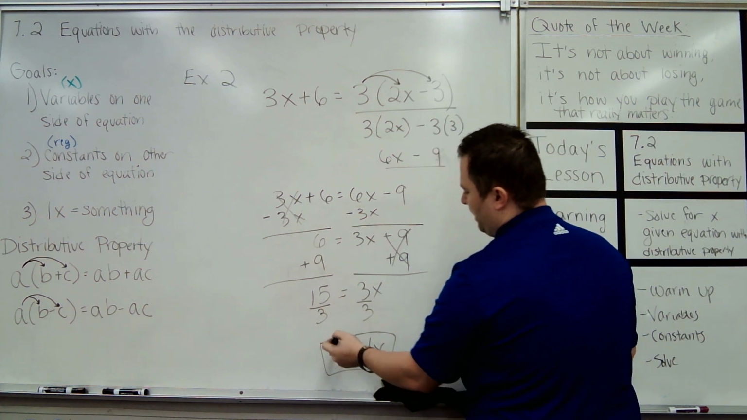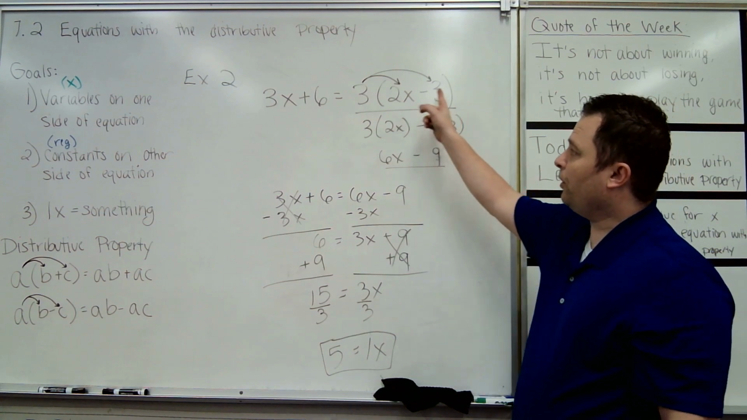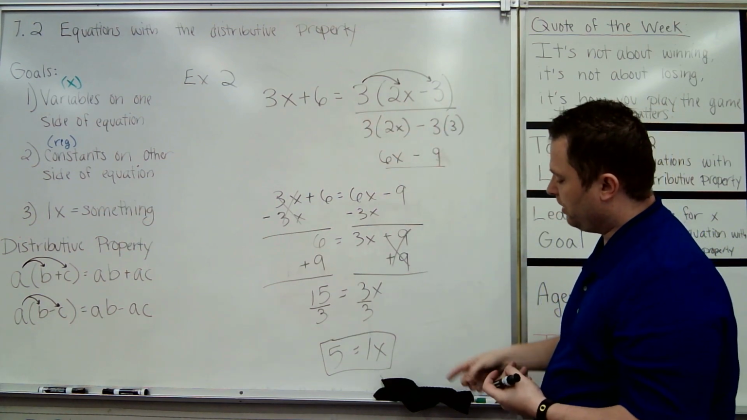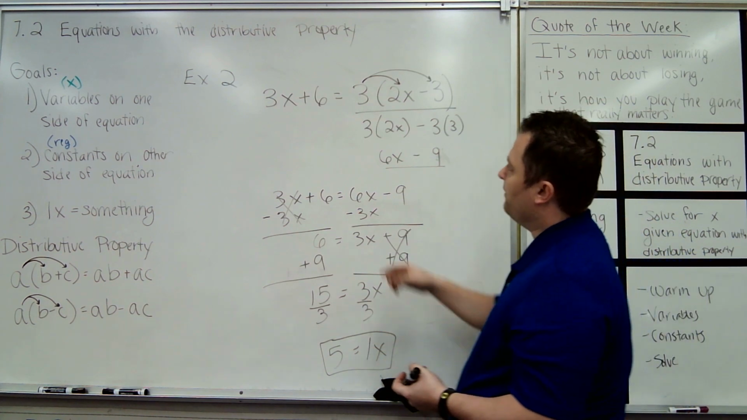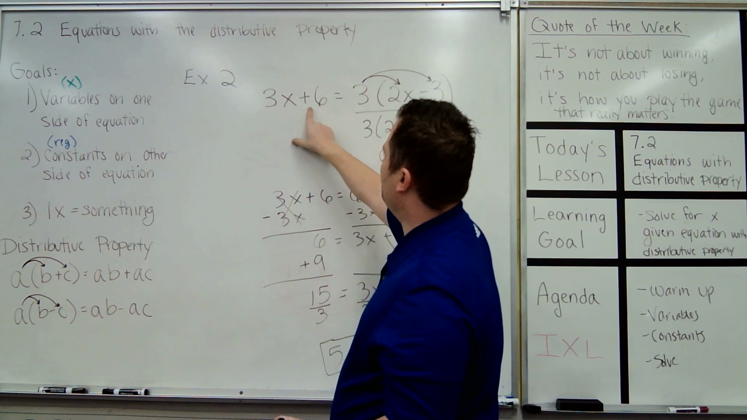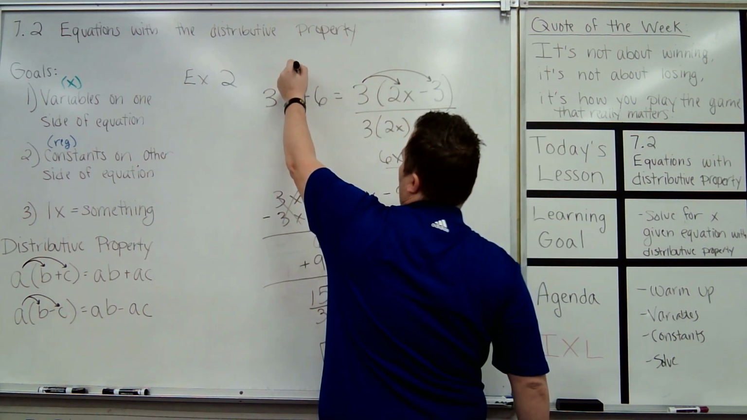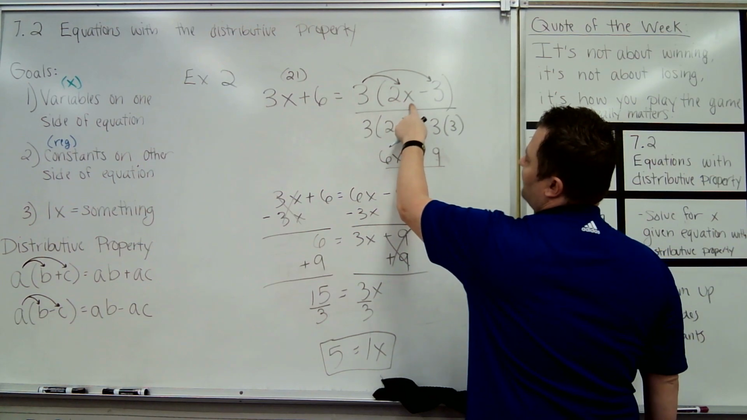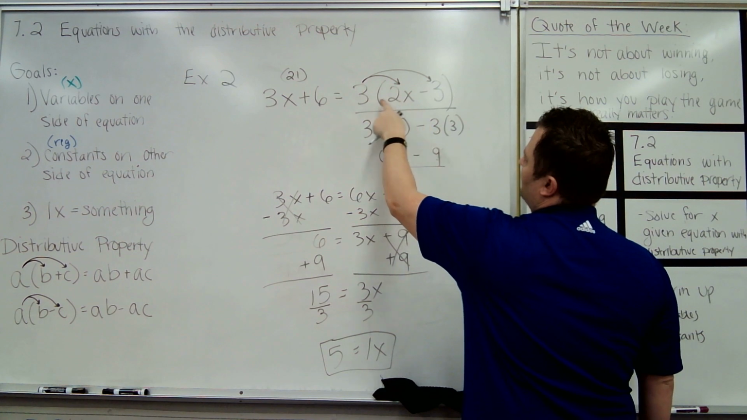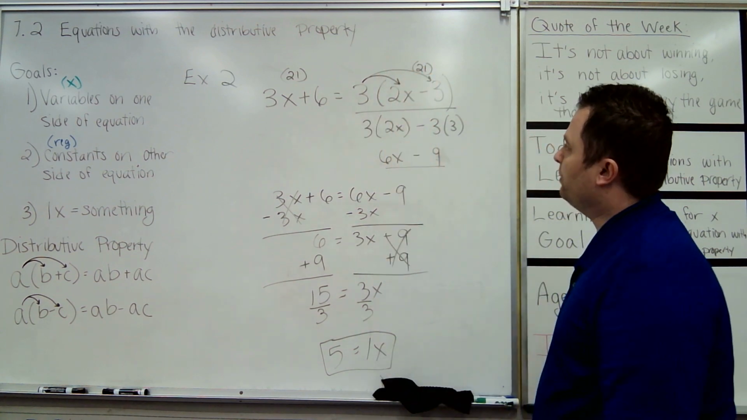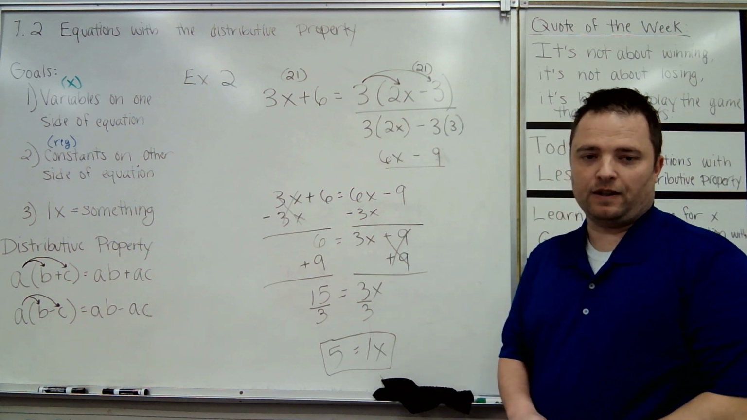What this is saying is when x is equal to 5, both sides of the original equation should be equal, and we can check our work. Assuming x is 5, 3 times 5 is 15. 15 plus 6 is 21. 2 times 5 is 10. 10 minus 3 is 7. This entire piece is 7. 7 times 3 is 21. Both sides are equal to 21 when x is equal to 5.